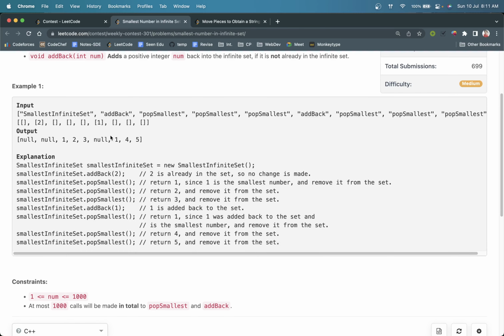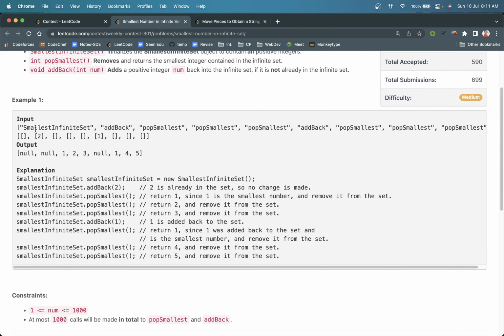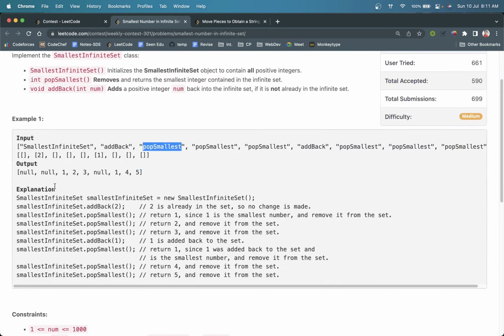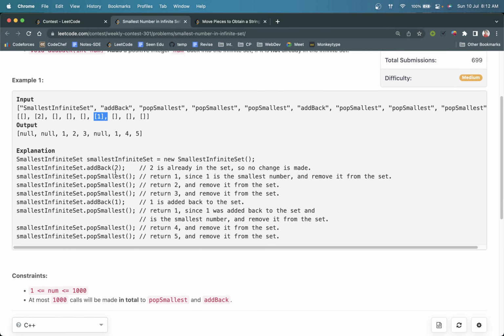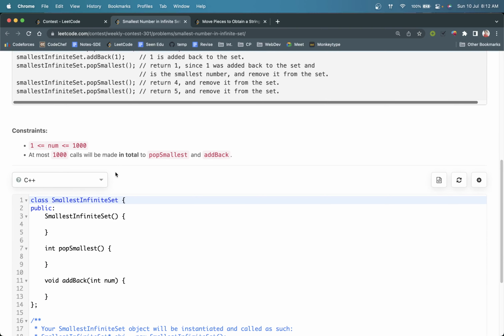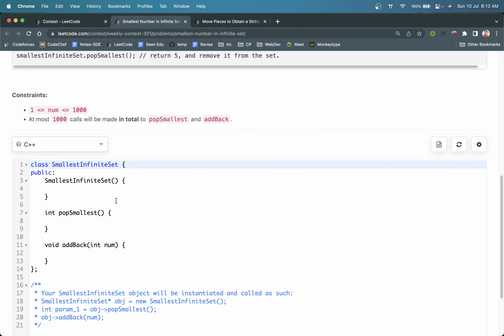Okay, if it's not in the infinite set, then it will add. So we have to implement this class. Add is adding, so the output is null. Pop smallest will give 1, 2, 3. Then again he added 1. We have 1000 calls at most, and it can be easily implemented through the set function.